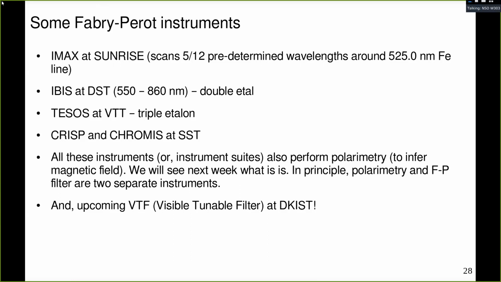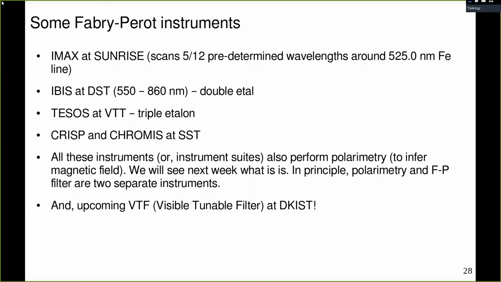Then at SST you have these two well-known instruments, CRISP and CHROMIS, where I think CHROMIS is mostly for the very blue wavelengths, right? CRISP has been there for a long time. And actually, I just learned this morning, I totally forgot that, for example, another filtergraph, which is very well known, the one for HMI, is not a Fabry-Perot, and is actually a Michelson interferometer, which is basically in a way like a Fourier, right?